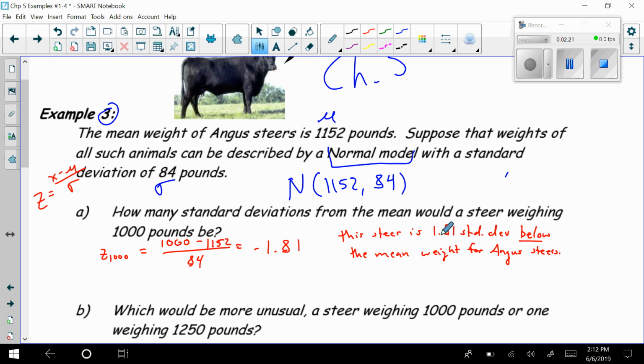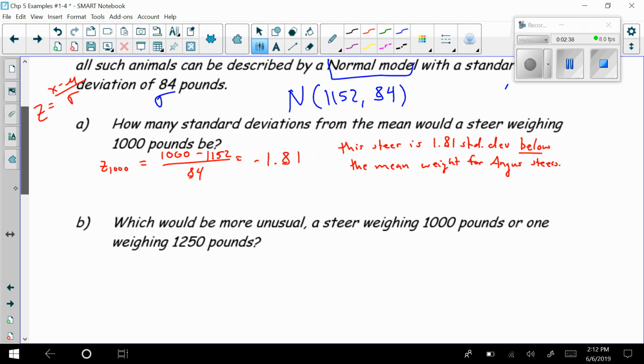Here's a couple things to note. You have to say 1.81 standard deviations below, getting the meaning through the negative sign, and we say the mean weight for Angus steers just to give it some extra context. We probably don't have to put this in here. We could say below the mean, and probably get away with it. All right, so that's the 1,000-pound steer.